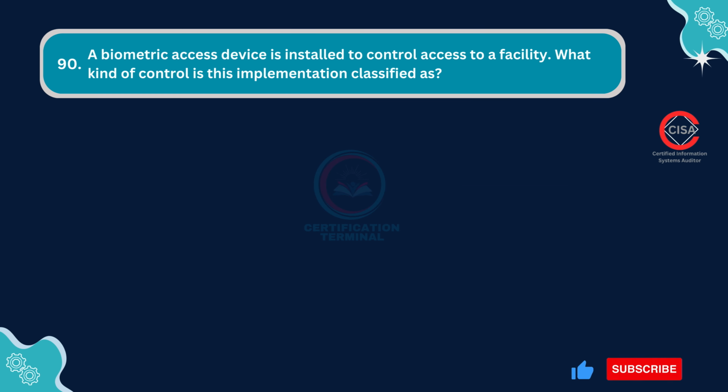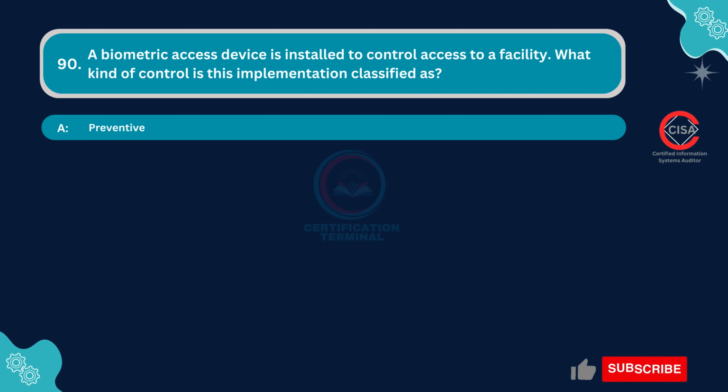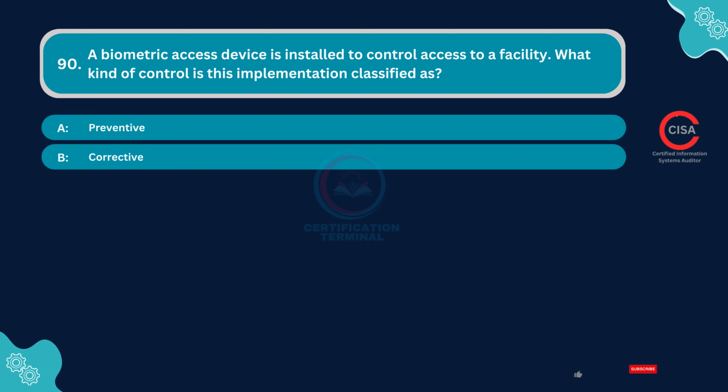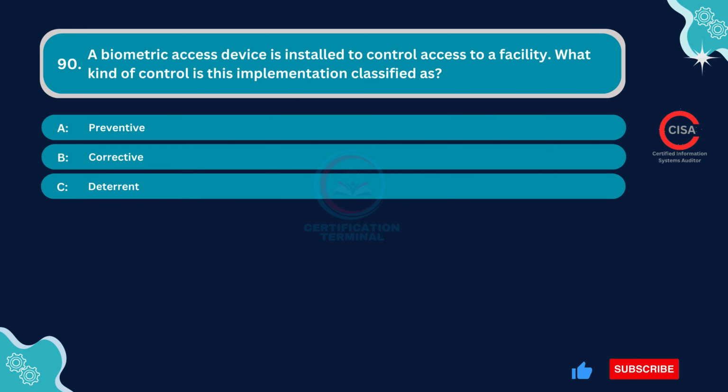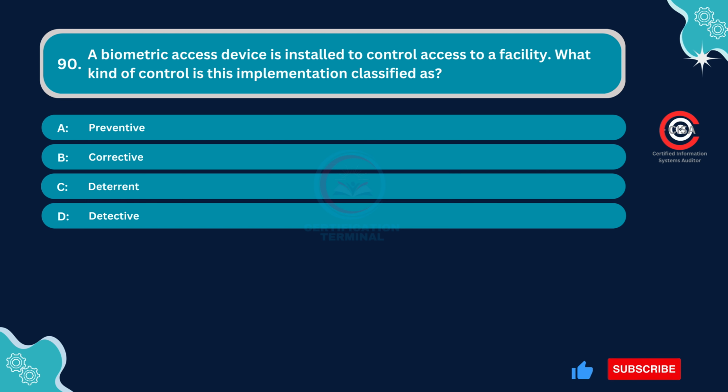Question number 90. A biometric access device is installed to control access to a facility. What kind of control is this implementation classified as? Option A, preventive. Option B, corrective. Option C, deterrent. Option D, detective.